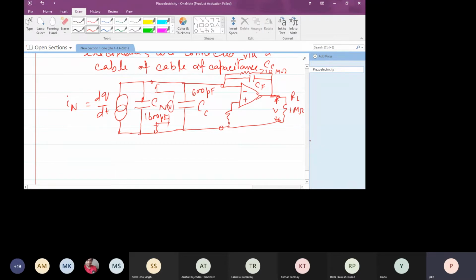Now, because of this, what will happen? There will be a discharge current. Because of this parallel path, there will be a discharge path of the charge. So, due to this discharge path, if it is not constantly sustained by this source, then the gain at the output will drop. So that can be derived.